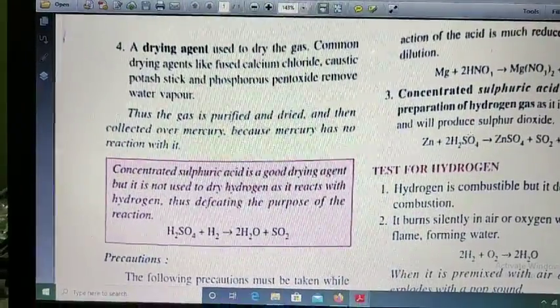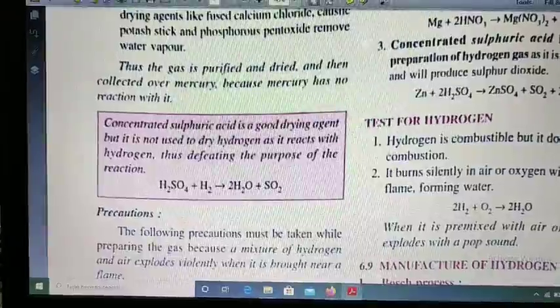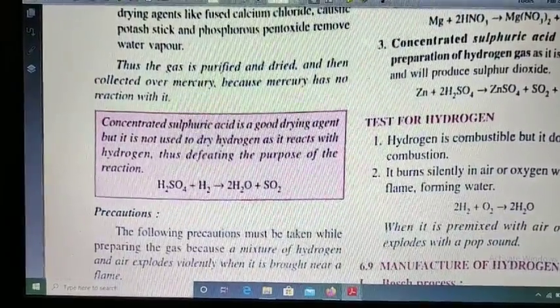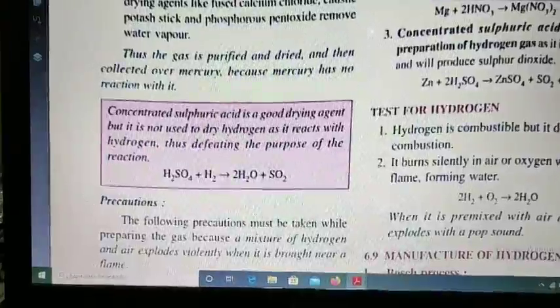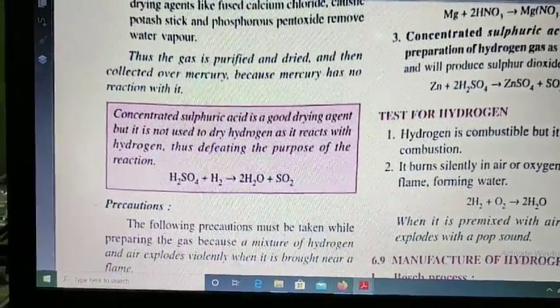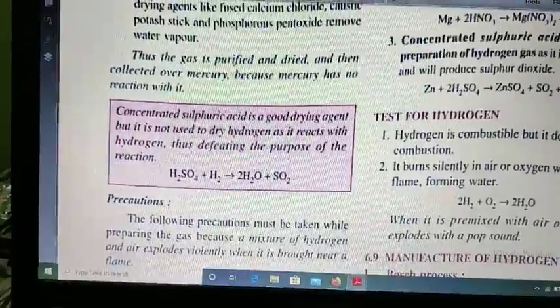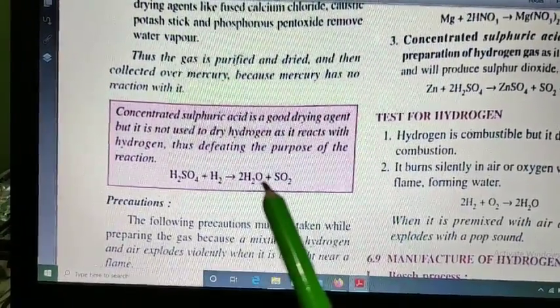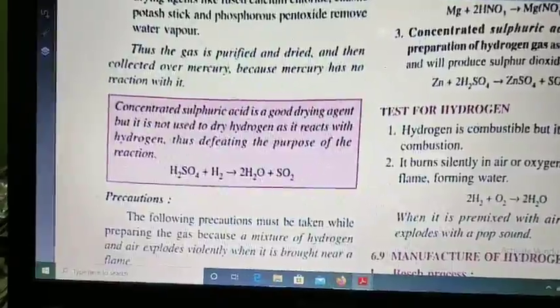Now next, we can also use concentrated sulfuric acid. It is a good dehydrating agent, drying agent, but it is not used to dry hydrogen gas. The reason is that if you use sulfuric acid as a drying agent, it will react with hydrogen and form water and sulfur dioxide, where we can't get hydrogen.